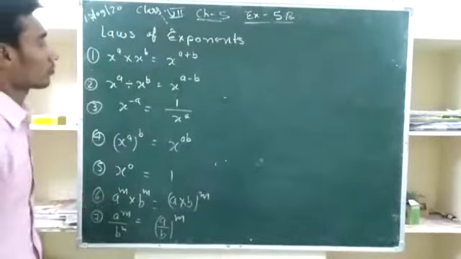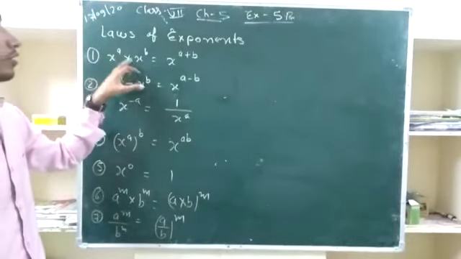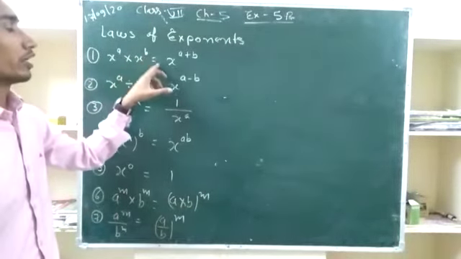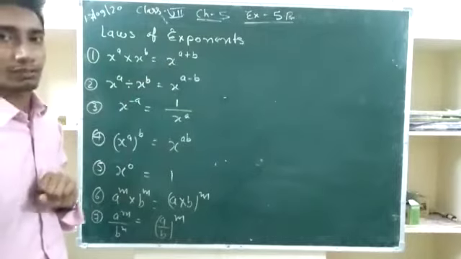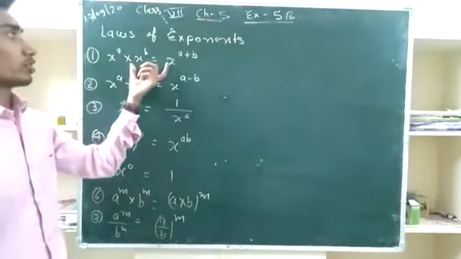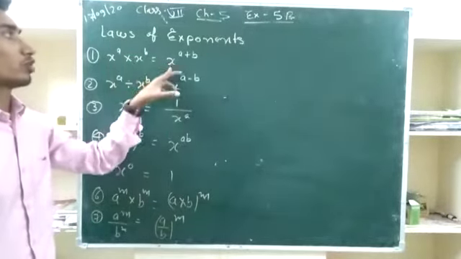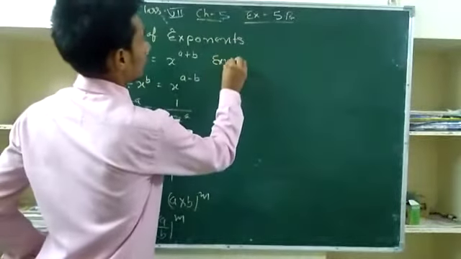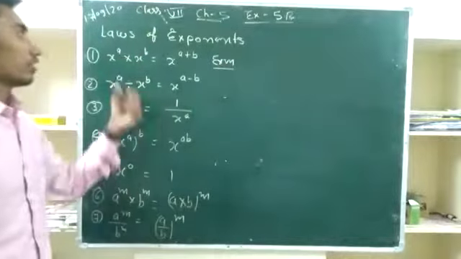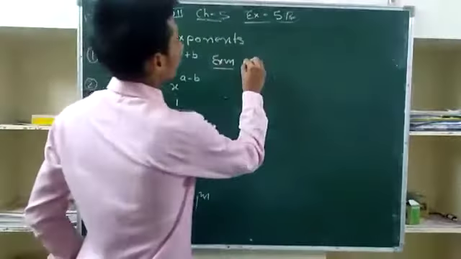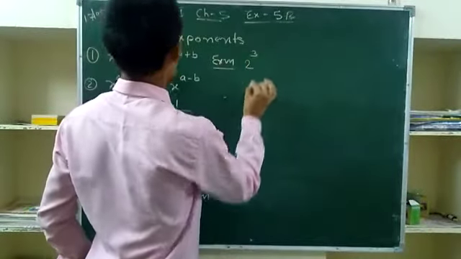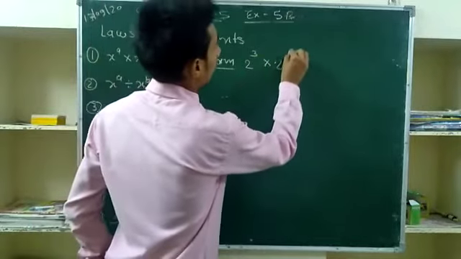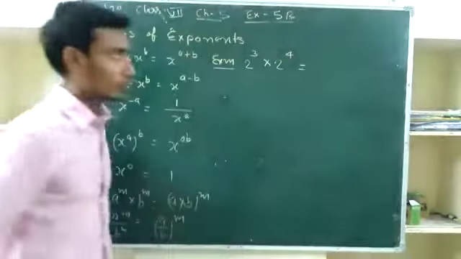First law. x raised to a multiplied by x raised to b equals x raised to a plus b. If the question is given in this form, we have to solve it like this. Let us take an example. Look, if I write 2 to the power 3 multiplied by 2 to the power 4, you have to solve this question.